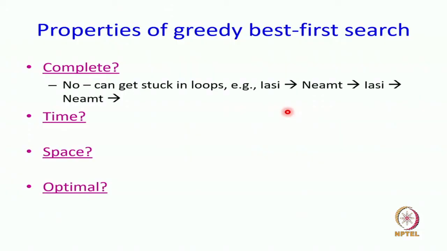Are we not doing duplicate detection? This is on the tree search version. The question is, are we not doing duplicate detection on the tree search version? So, this tells me that at least for tree search, greedy best first search is not complete. Now, you can ask what about the graph search version, obviously, and there greedy best first search is actually complete. So, they are differing properties.